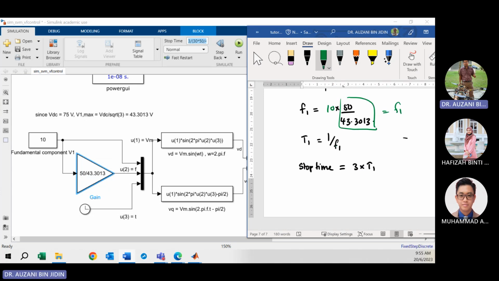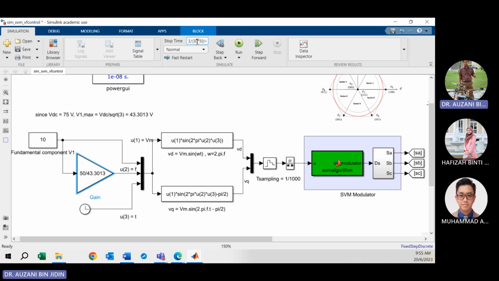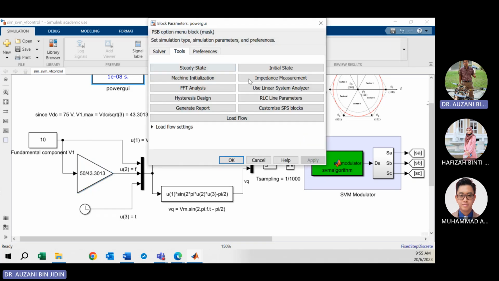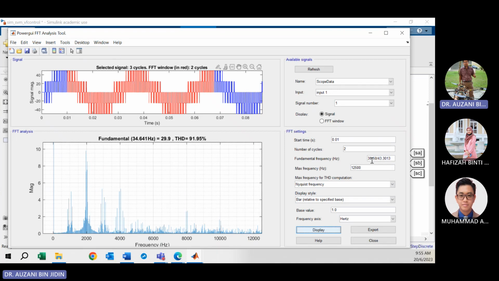Then you calculate the period. Then you need to set your stop time here. Stop time, here you need to change it. It means you try to analyze the result for 3 cycles of the output voltage and output current. Okay, clear? So then next step, you need to set an appropriate value of the fundamental frequency in this window. Here will be 10, right? 10. That's it. Okay. Understand? Okay. Alright.